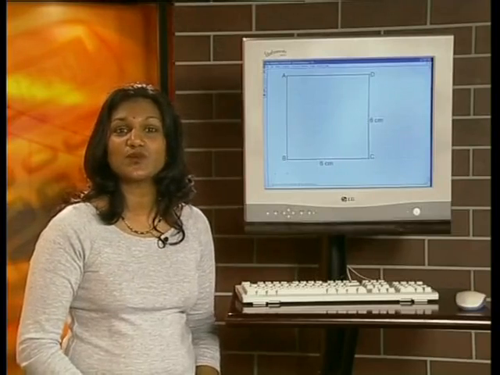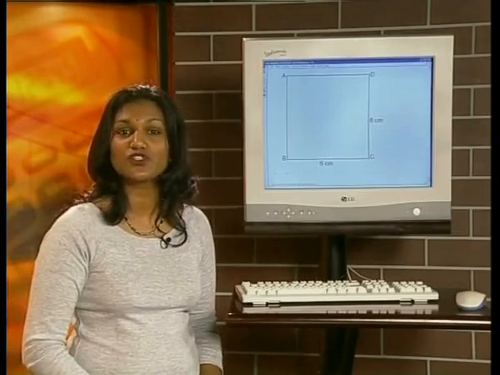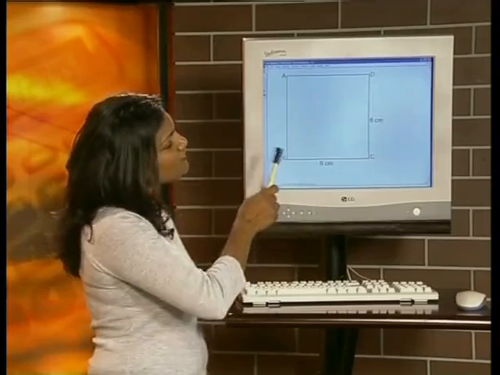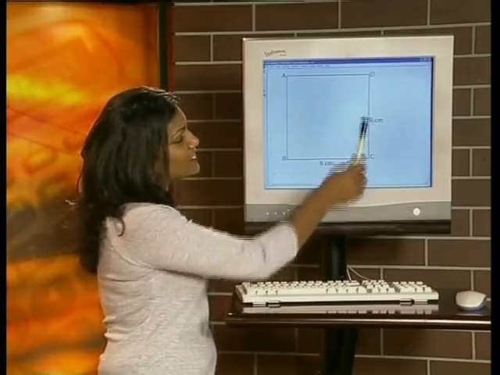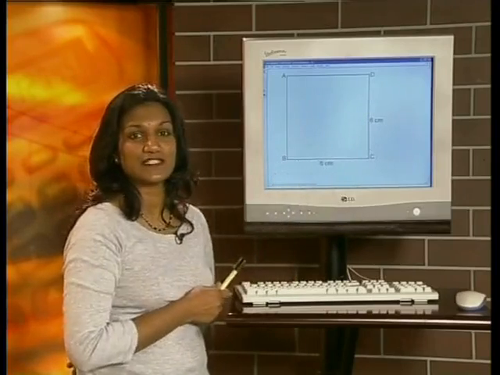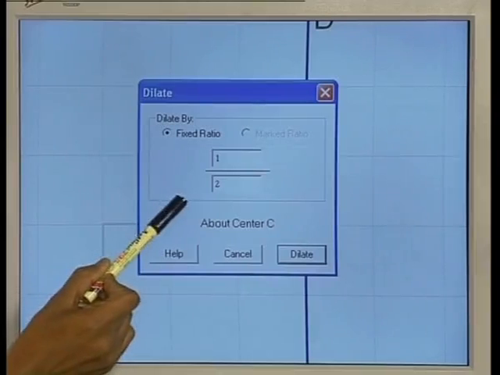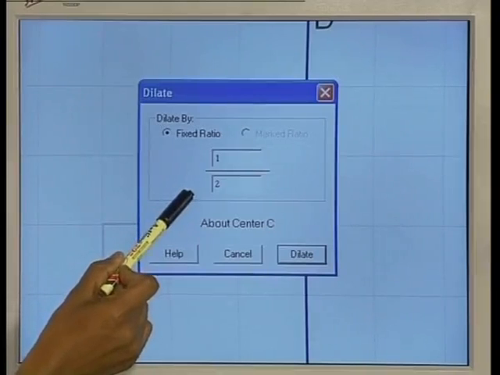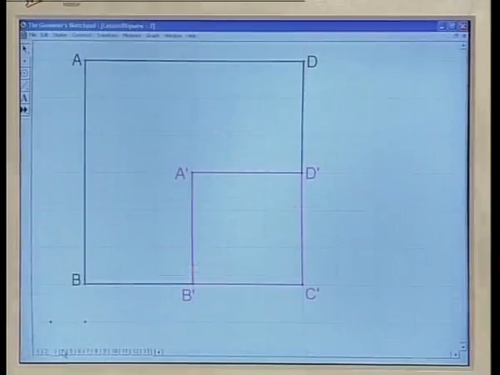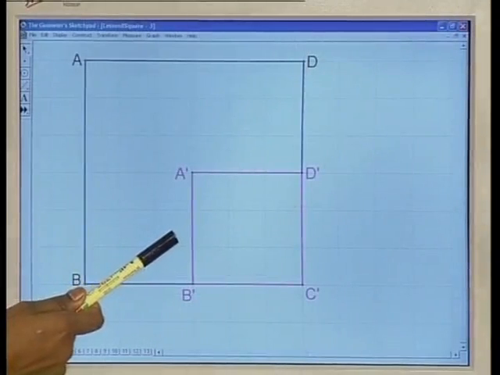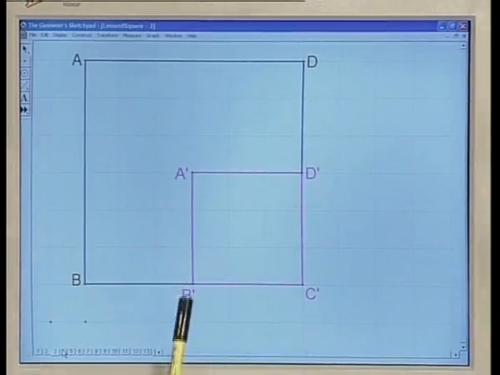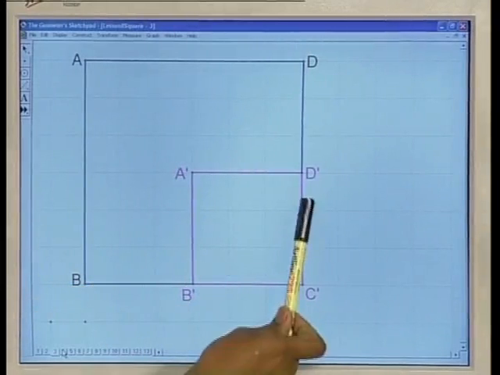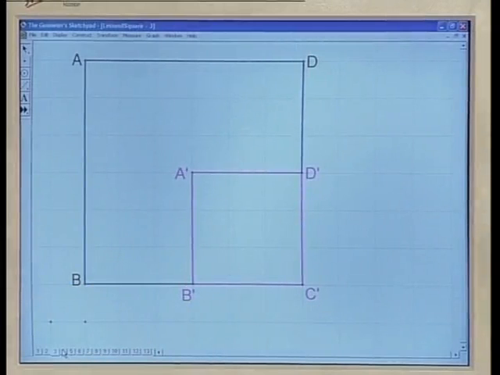For this activity, we will use a computer program to help us. Here we have a square. The length of the sides of the square is 6 centimeters. I have entered information in the dialog box which will halve my square. Let's have a look at the results. Do you see that we have a new reduced square? A prime, B prime, C prime, D prime. The sides of the figure are half of the length of the sides of the original square.